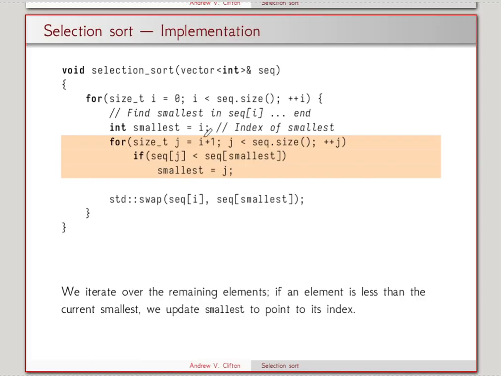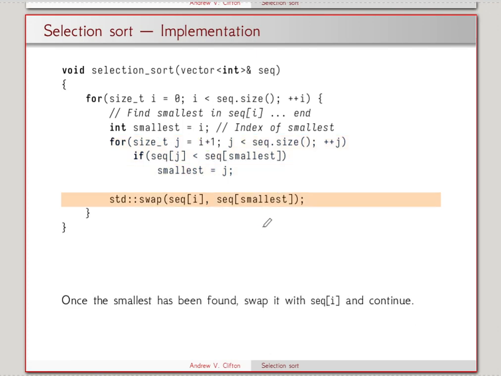Then we do a loop starting at position i plus 1, because we've already looked at i by storing that into smallest. And then we just scan forward and say, okay, if the jth element is smaller than the current smallest thing I've seen, then we update smallest to j. Once we're done with that loop, smallest is the index of the smallest thing. So we're going to swap that with the thing at index i, and then let the outer loop, the i loop, continue.